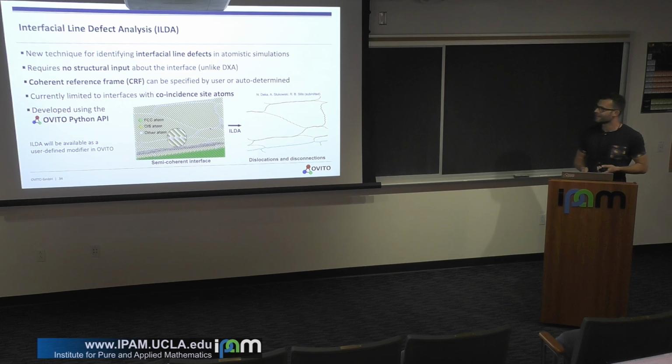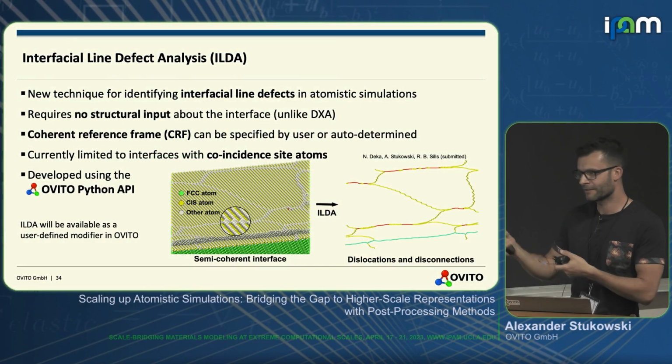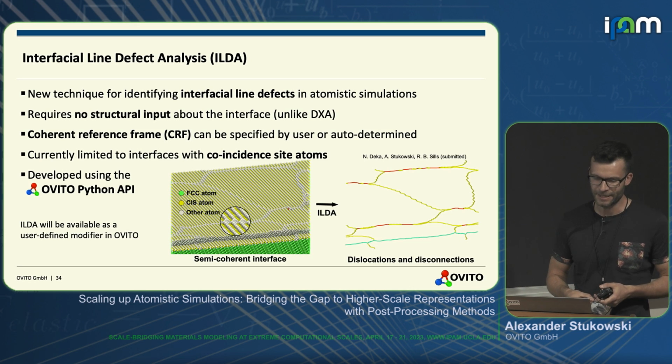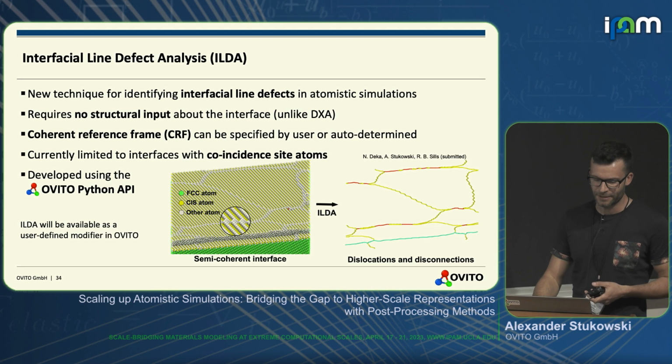So to summarize, this is a new technique for identifying interfacial line defects in atomistic simulations. What is special about it is that it requires no structural input about the interface that we are analyzing. That would be in contrast to earlier approaches we developed for DXA. We have this coherent reference frame in which the Burgers vector is calculated. It can be either explicitly specified if it's known, or can be automatically determined.